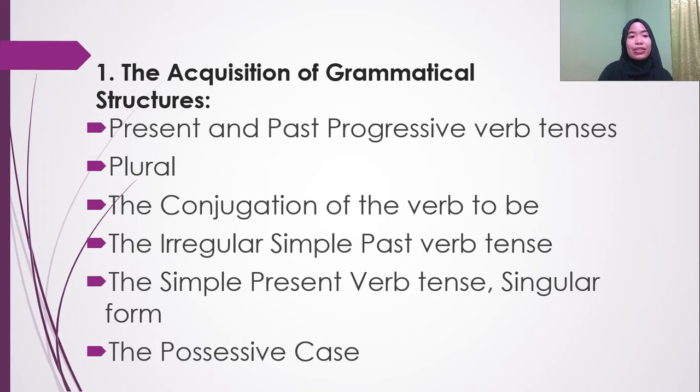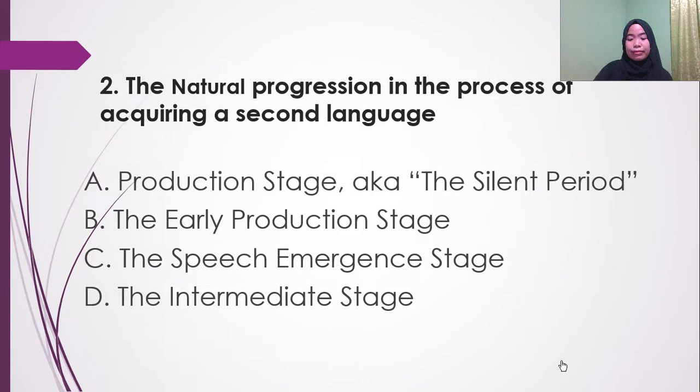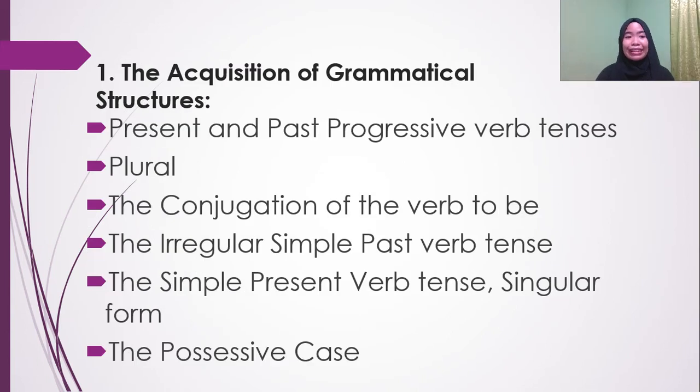First, the -ing ending used in the present and past progressive tenses. For example, I am speaking, that is the present progressive, and the past progressive, as in he was listening. Second, the plural -s ending used in plural forms of the noun, like boys and bitches. The third one is the conjugation of the verb to be, or the be verbs. For example, is, am, are, was, were, been.